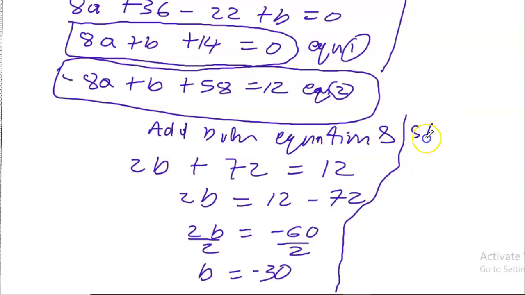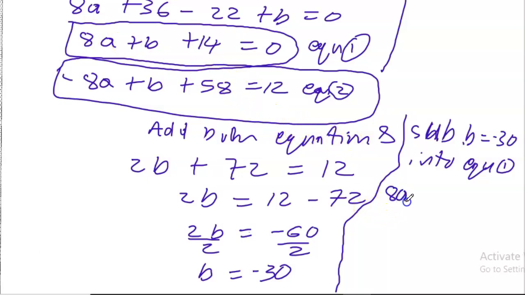So I'm going to substitute b equal minus 30 into equation 1, which means that wherever I see a b in equation 1, I replace it with minus 30. So I'll have now 8a, replacing b with minus 30, I'll have minus 30 plus 14 is equal to 0. So 8a, negative 30 plus 14, that's what? Minus 16 equals 0. Add 16 to both sides, so 8a will be positive 16.